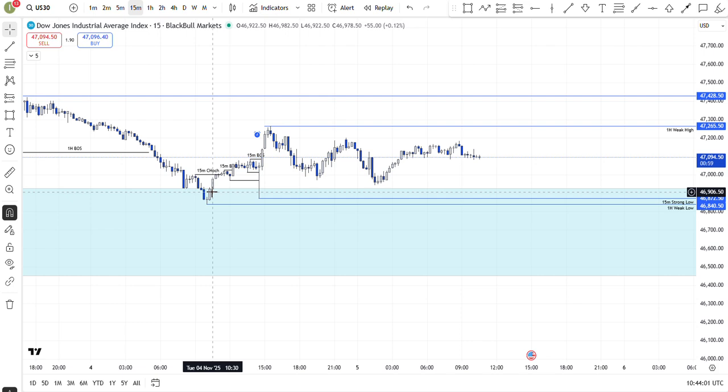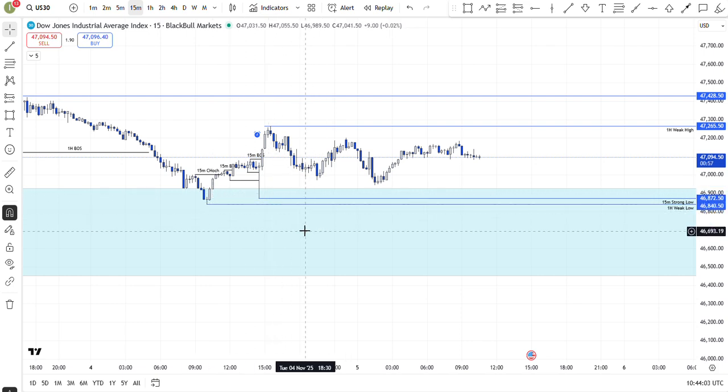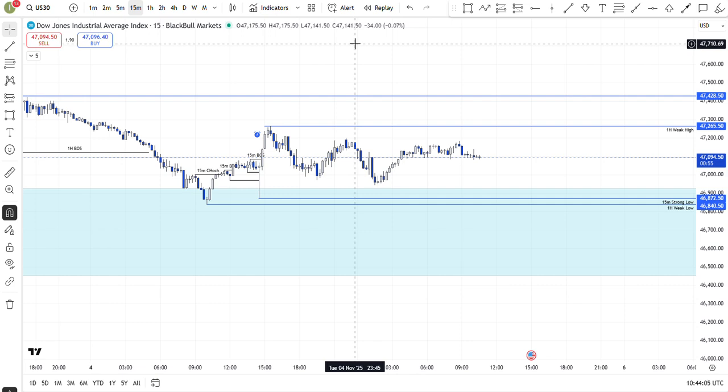Probability for me would be that it's going to wick this low before it goes higher. Again, that's an expectation. Doesn't mean it's fact. So just be aware of that as you go.